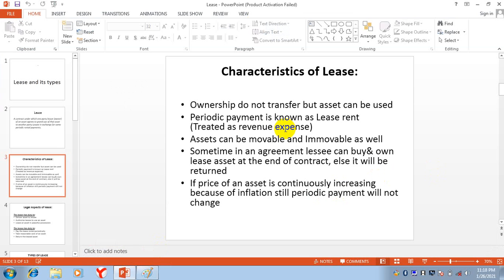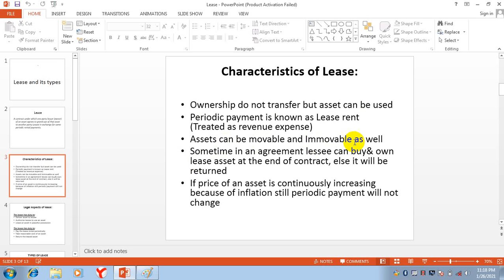Characteristics of lease. Ownership does not transfer, but the asset can be used. In lease, ownership of the asset is not transferring. Just the lessee is allowed to use the asset. Periodic payment is known as lease rent. The periodic payment that the lessee is paying to the lessor is called lease rent, and for the lessee it will be treated as revenue expense.